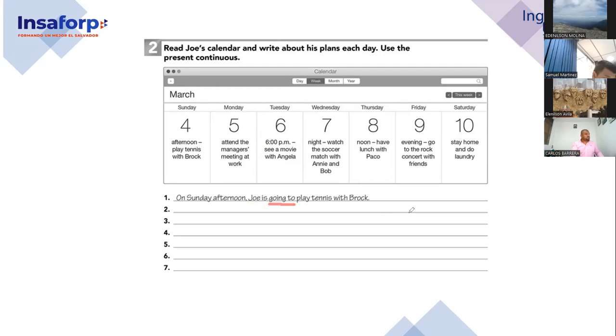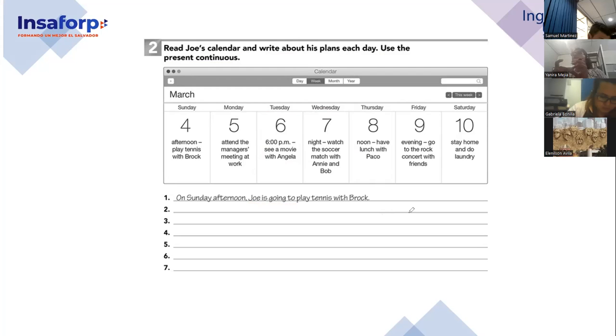And then we have going to. El verbo sería going, go, going to play tennis with Brooke. Okay. Aquí estamos utilizando el going to. Pueden expresarlo utilizando cualquier estructura, ¿ok? El presente continuo o el going to. What is he going to do on Sunday? On Sunday afternoon, he is going to play tennis with Brooke, ¿ok?